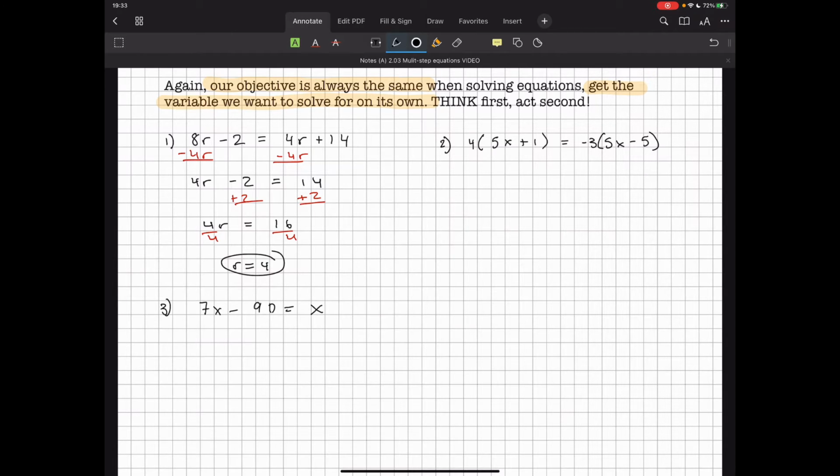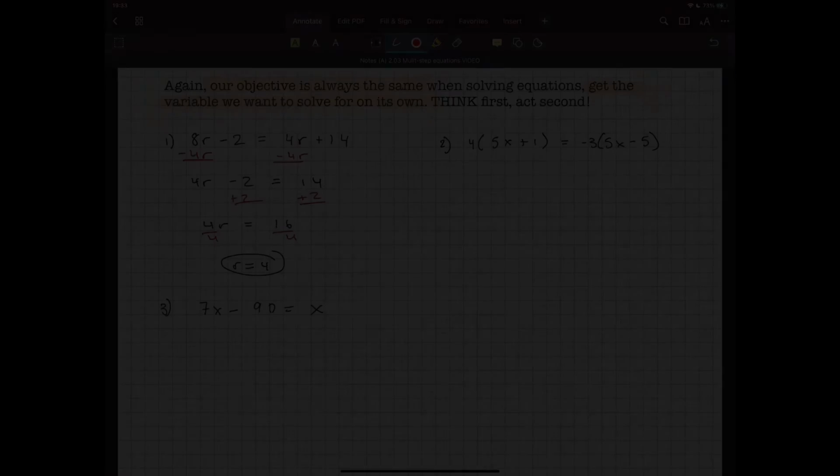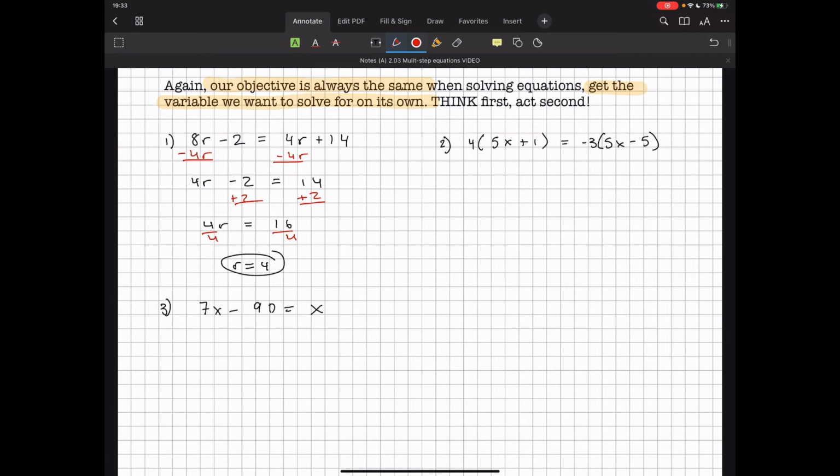Some people might have subtracted the 8r from both sides instead of the 4r. Other people might have added 2 to both sides first. It's really no right or wrong, but my personal preference is just to get that variable on one side as soon as possible.